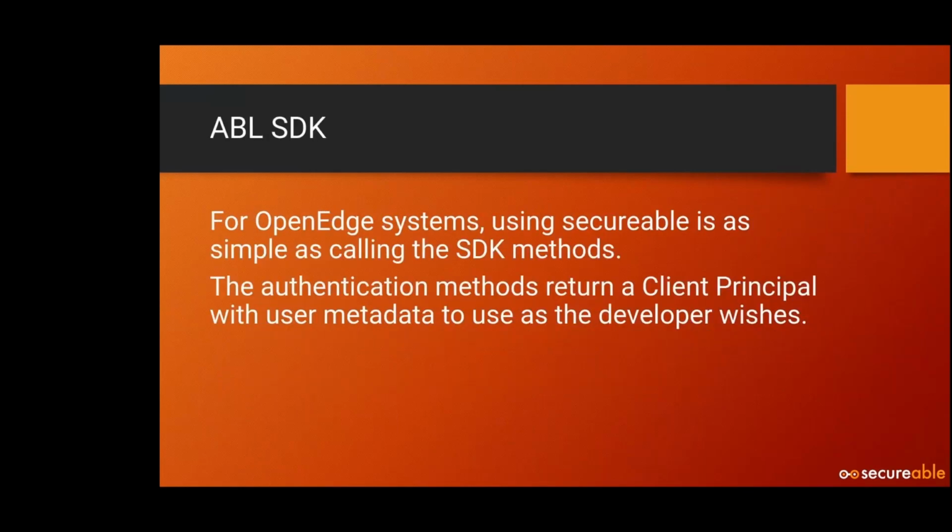For OpenEdge systems, we've created a set of classes that you can use to call the SECURABLE API. So it literally is as simple as calling SDK:login or SDK:encrypt. So the code is very, very simple, and it makes it very much easier. When you log in with SECURABLE, we create a client principal for you, with the user data as part of the client principal properties, which you can interrogate and use.